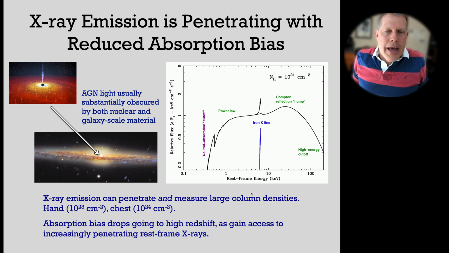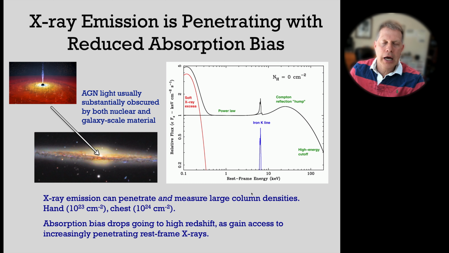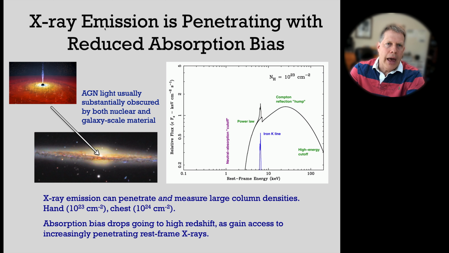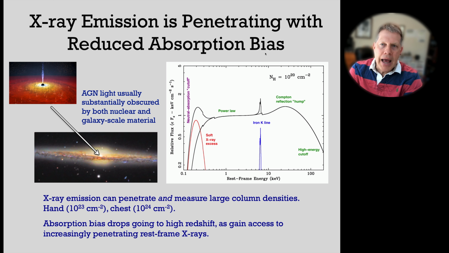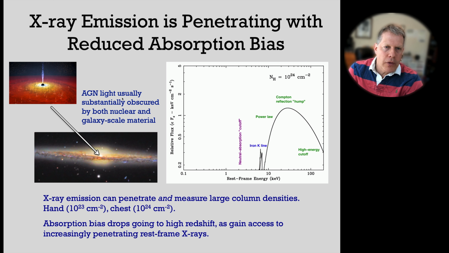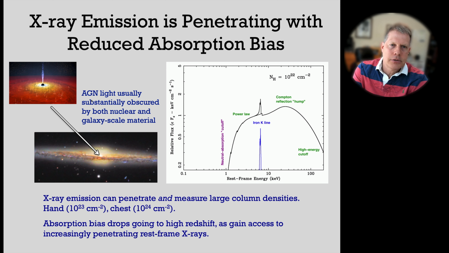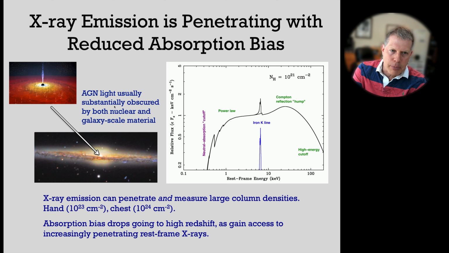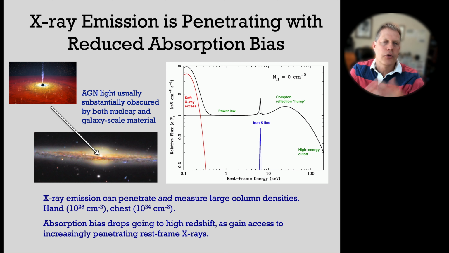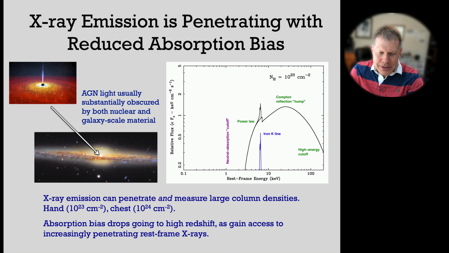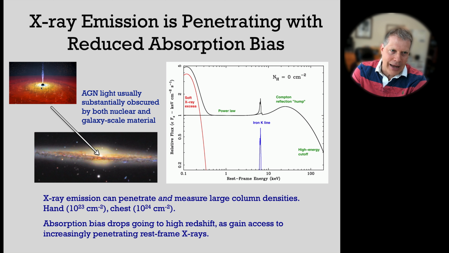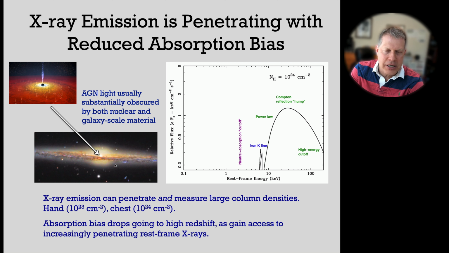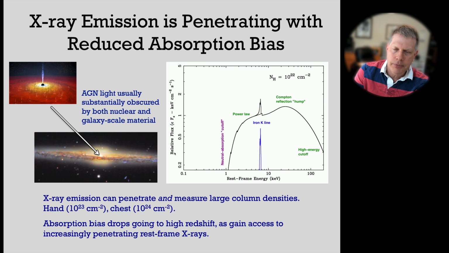One of them, as I've alluded to a few times previously in the course, is that X-ray emission is penetrating and has reduced bias due to absorption. We know that AGN light is usually substantially obscured by both nuclear material, the torus, outflowing winds, and so on, as well as galaxy-scale material. This active galactic nucleus lives down in the core of a galaxy. There is much prospect for obscuration in these systems.